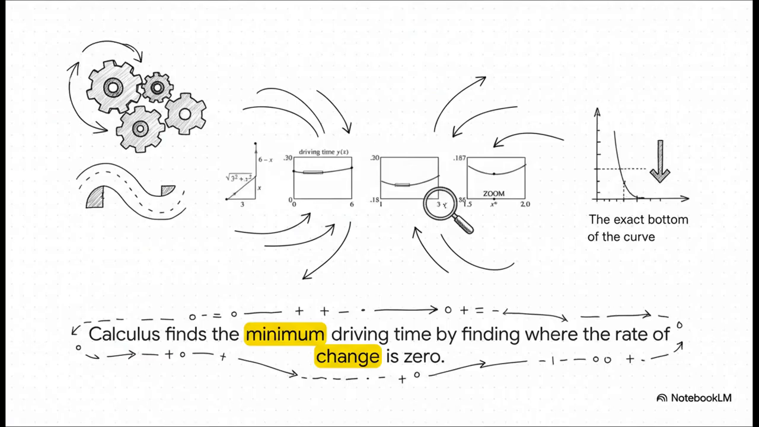of things. So where does this stuff actually show up in the real world? Well, for starters, calculus is an optimization machine. By finding the exact point where the rate of change is 0, the very bottom of a curve like this, it can calculate the absolute fastest route for your trip.